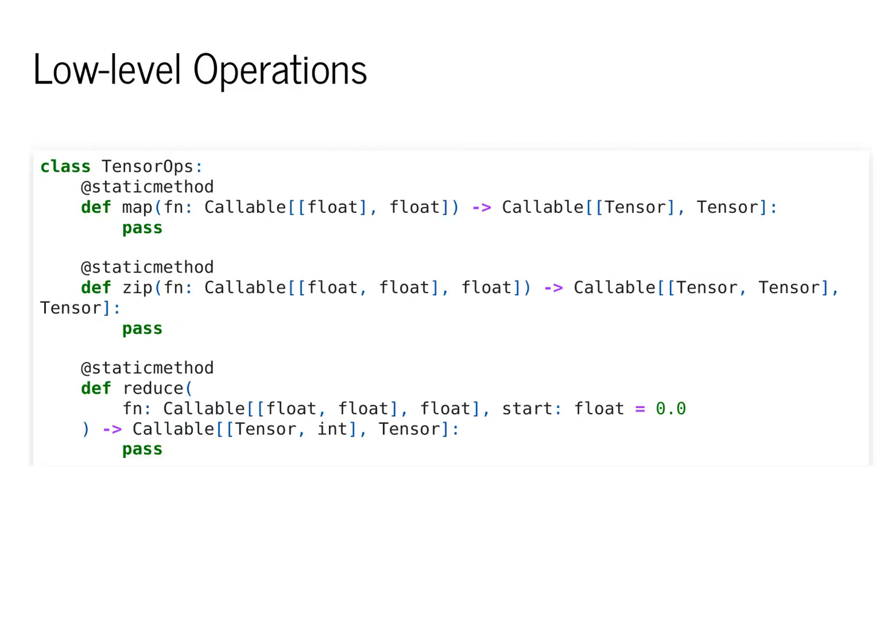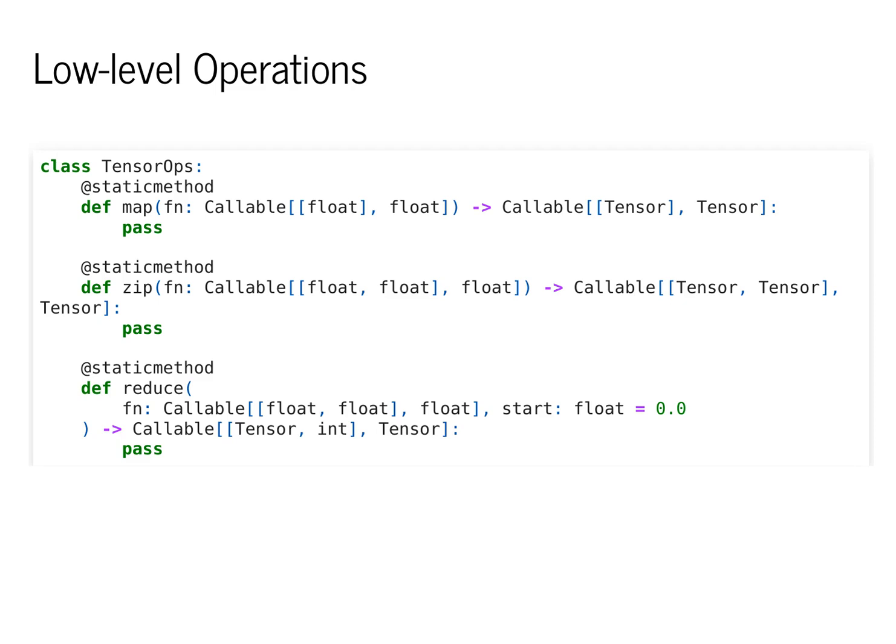These functions have the following type signature. Map takes in a mathematical function from float to float and turns it into a function from tensor to tensor. Zip takes in a function from 2 floats to a float and returns a function from 2 tensors to a tensor. Finally, reduce takes in a function that maps from 2 floats to a float, as well as a starting floating point value, and then produces a function that maps from a tensor and a dimension to a tensor with that dimension reduced.